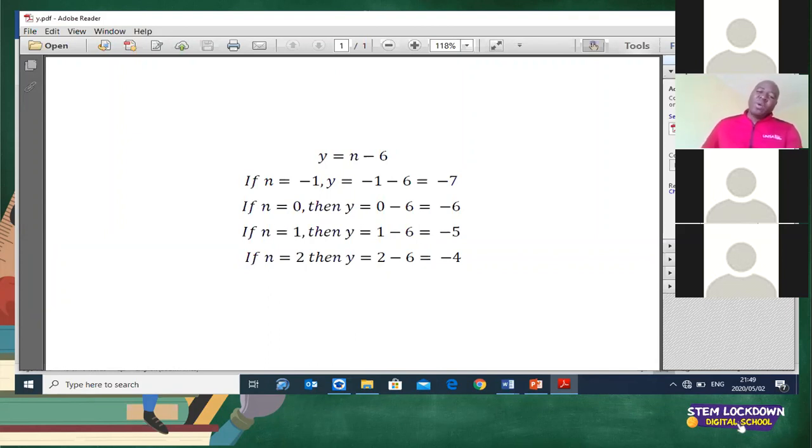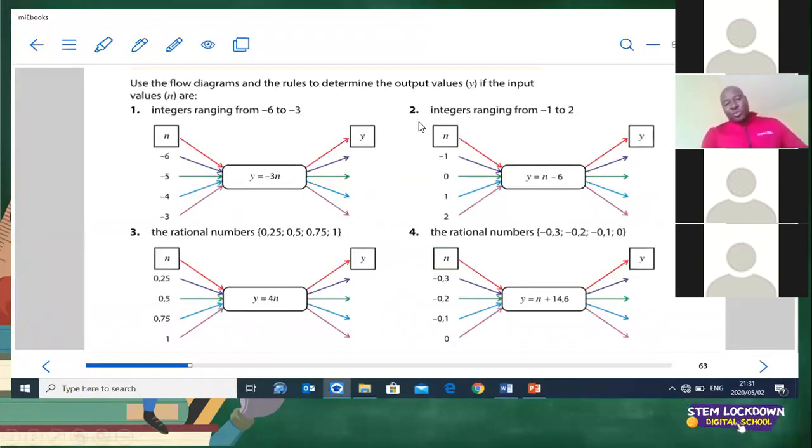If n is 0, then y will be equal to -6. N is 1, then y is equal to 1 minus 6, which is negative 5. N is equal to 2, then y will be equal to 2 minus 6, which is negative 4. So basically, you have answered the question, which is question 2.